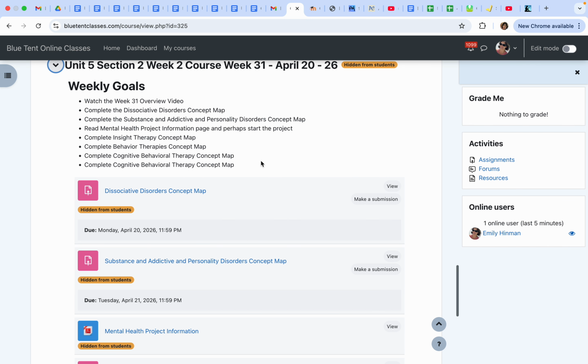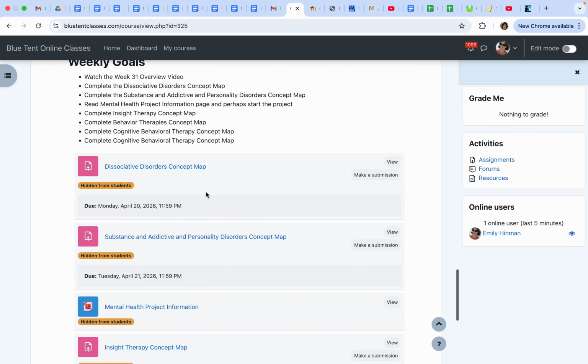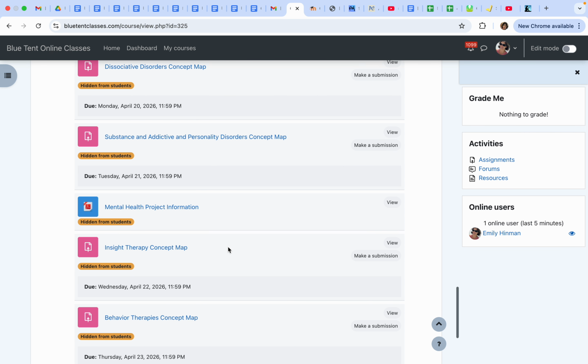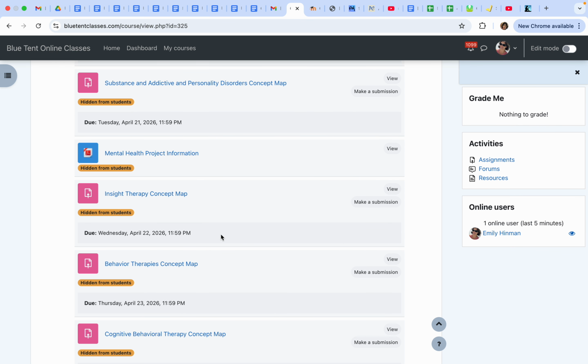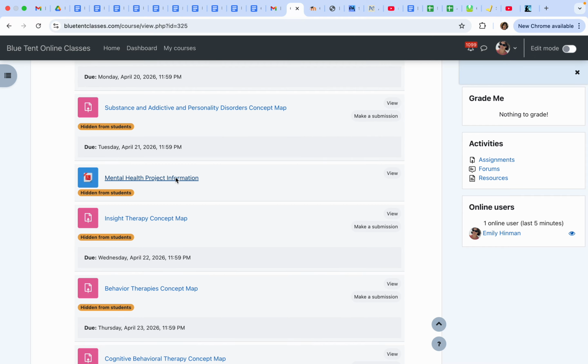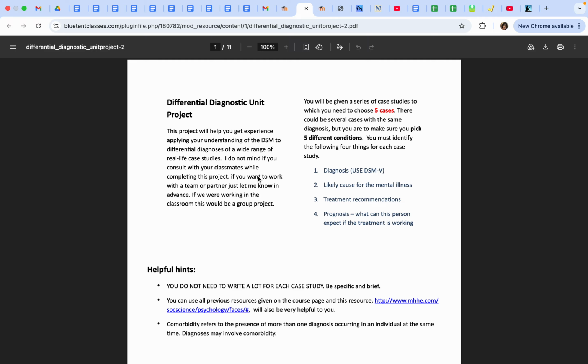For the first two, I think you're okay. You know exactly what's going on. And the therapies are pretty self-explanatory, but I want you to read the project at this point. You don't have to get started, you could do it at the end, but I just want you to see what you're going to do. You're working on practicing diagnosing.